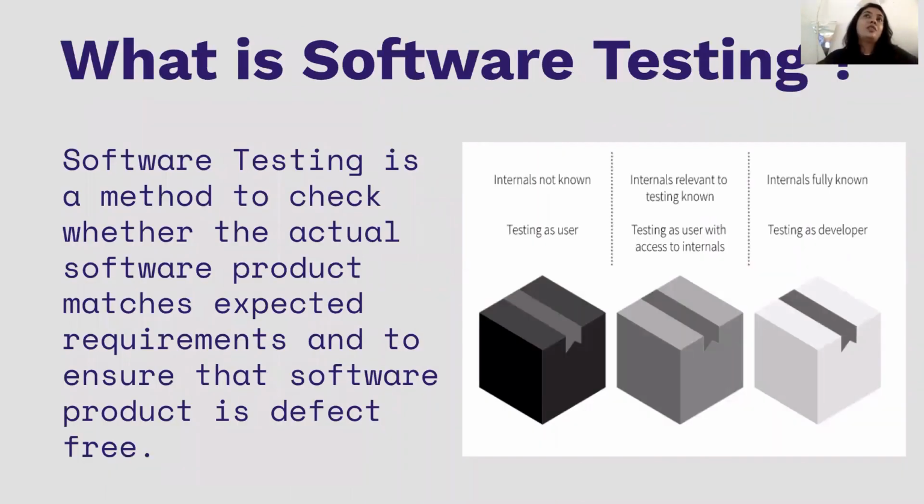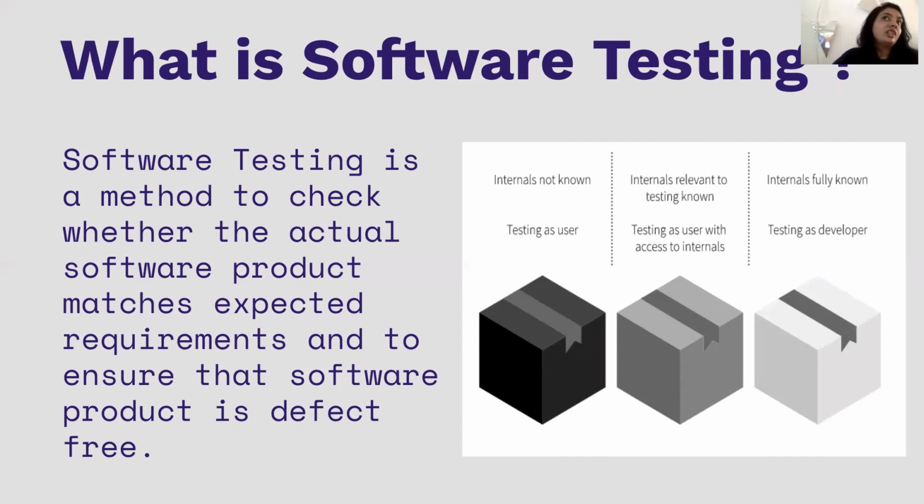So today my topic is software testing. It's a broad topic, but I will try to explain a little part of testing which we used in our project. So what is software testing? Software testing is a method to check whether the actual software product matches the expected requirements and to ensure that the software product is defect-free. And there are 3 methods of testing: black box testing, white box testing, and gray box testing.